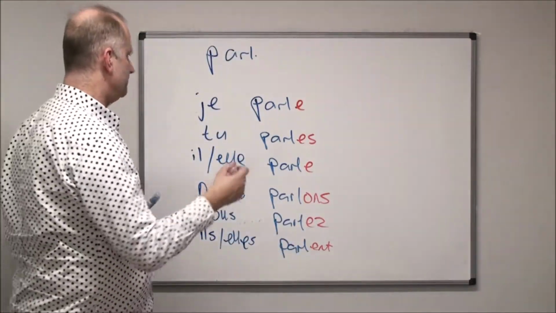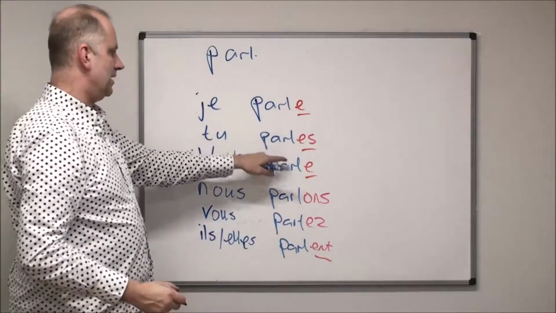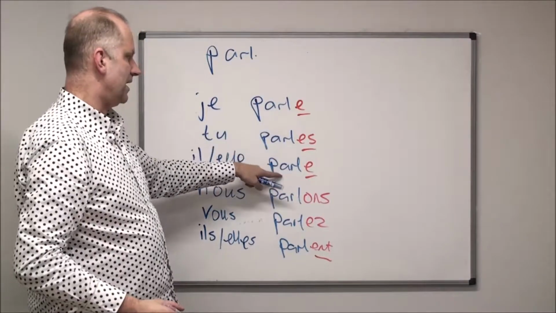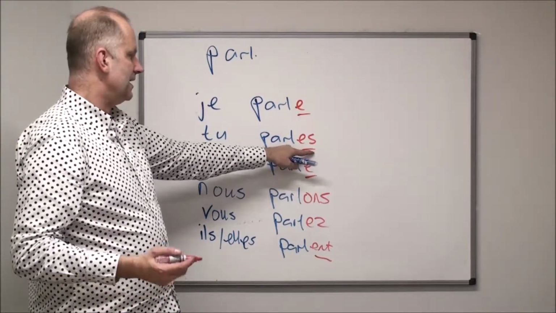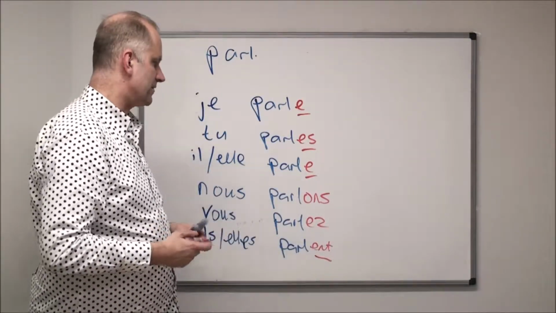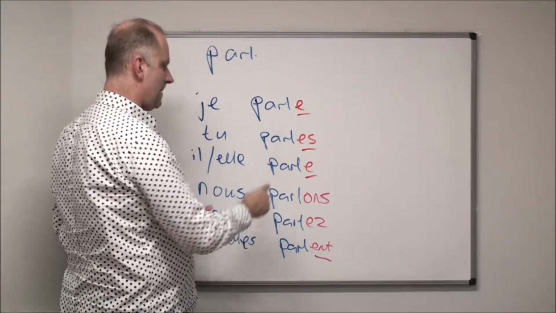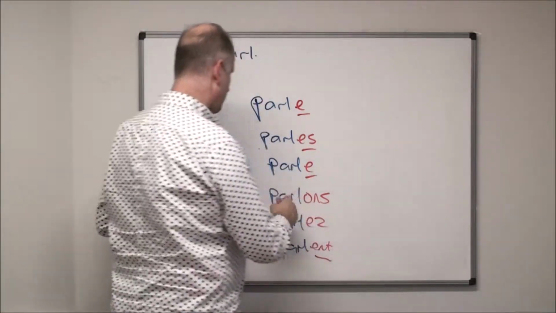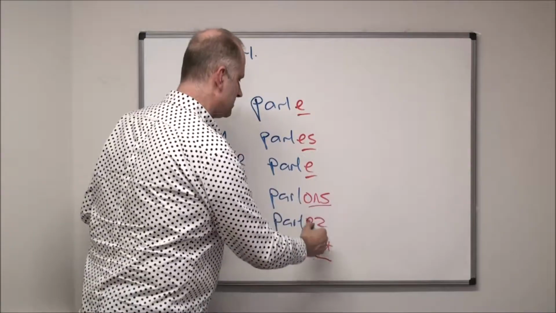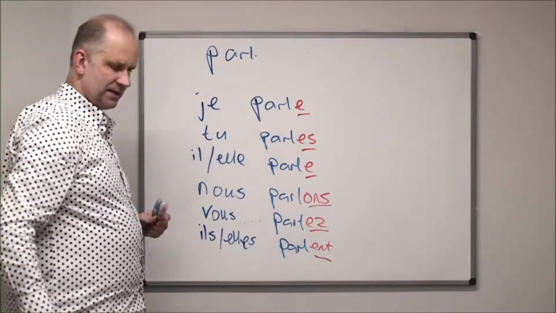With these, they all sound the same. Parle, parle, parle, parle. Even this one, which looks very different. Even adding the ES, there's no difference in pronunciation. And this, which is ENT, you don't hear at all. So this is parle, one syllable. And then parlons, parlez. So the only time you add a syllable with the ending is in the nous and vous forms, parlons, parlez.